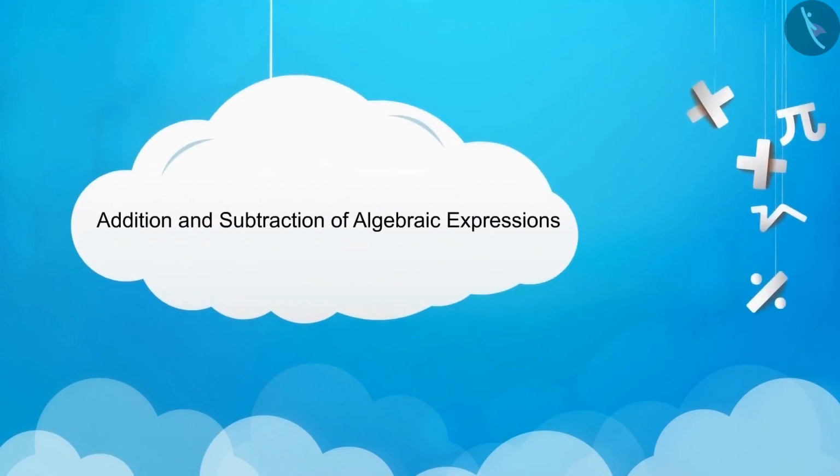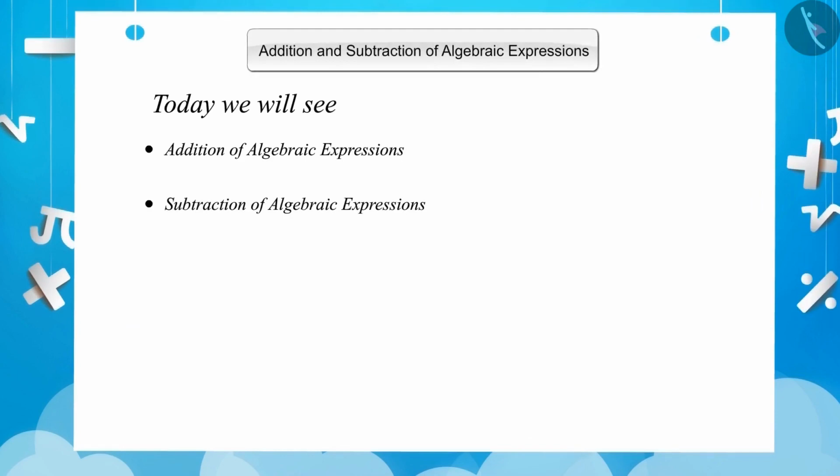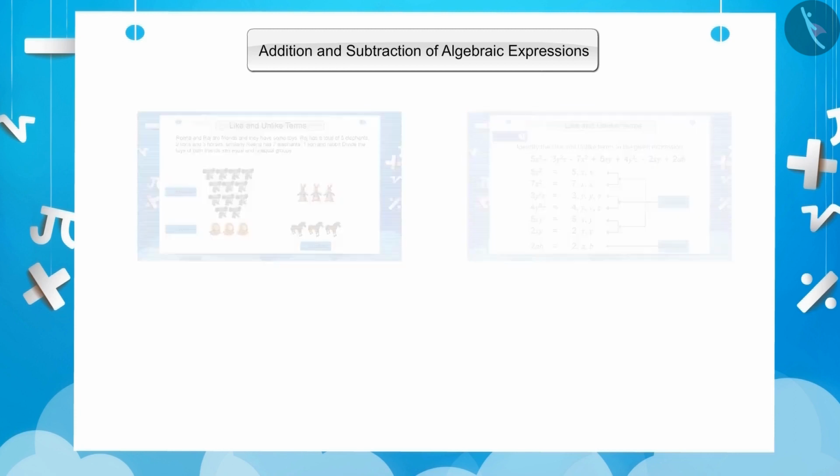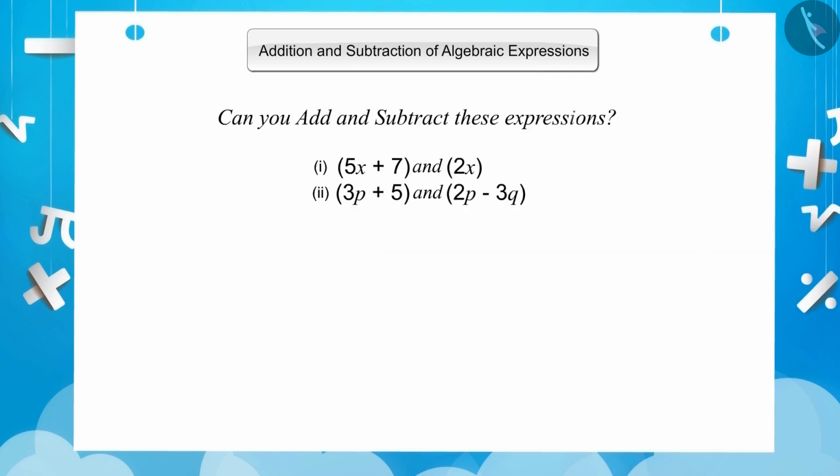Addition and subtraction of algebraic expressions. Today we will see addition and subtraction of algebraic expressions. Till now, you have learned to classify like and unlike terms. Look at these expressions. Can you add and subtract these expressions? 5x plus 7 and 2x, 3p plus 5 and 2p minus 3q.